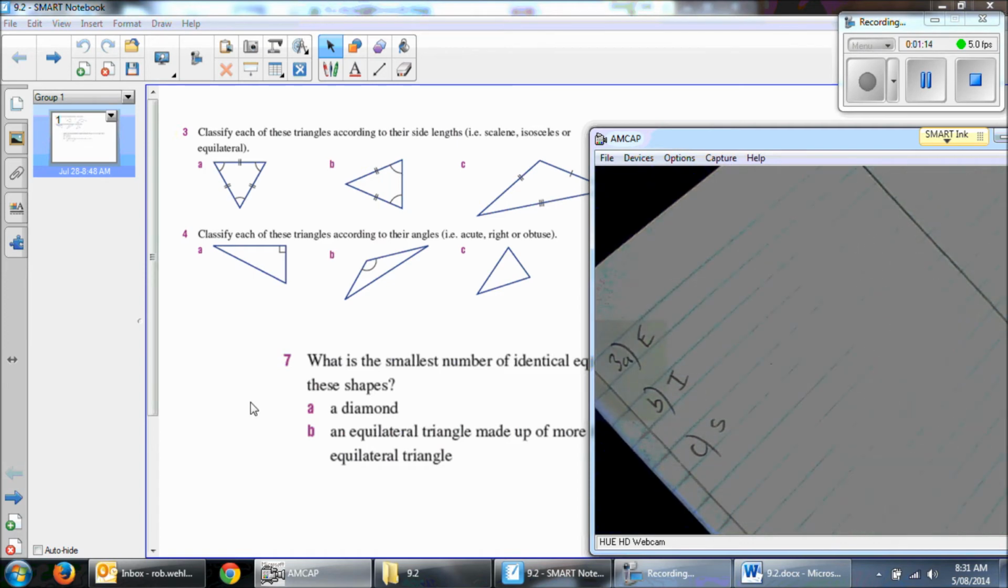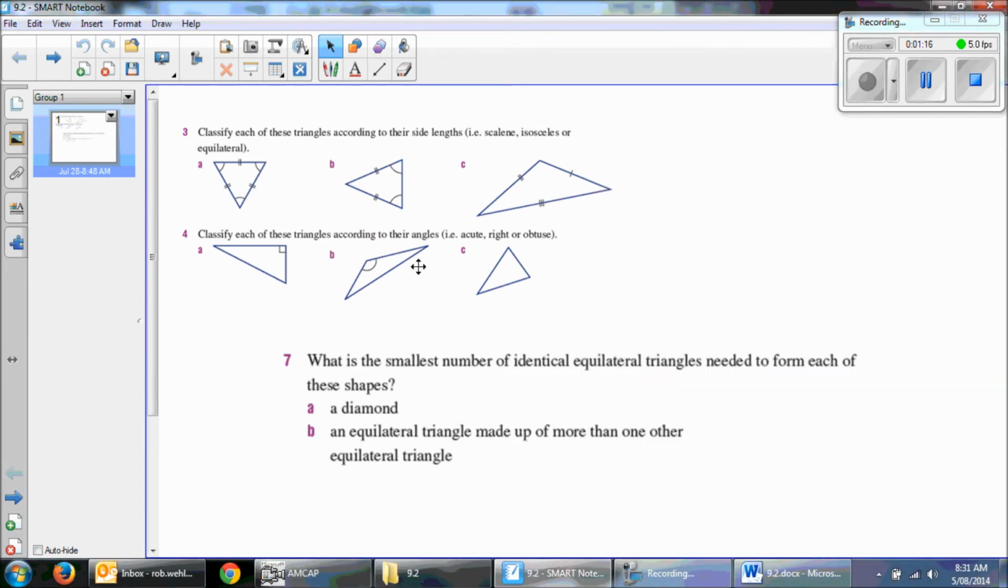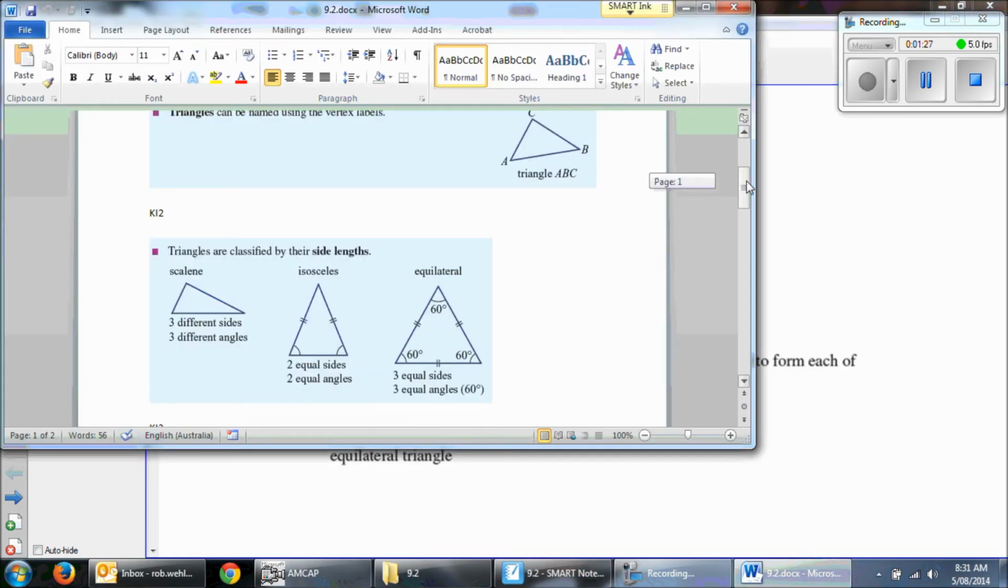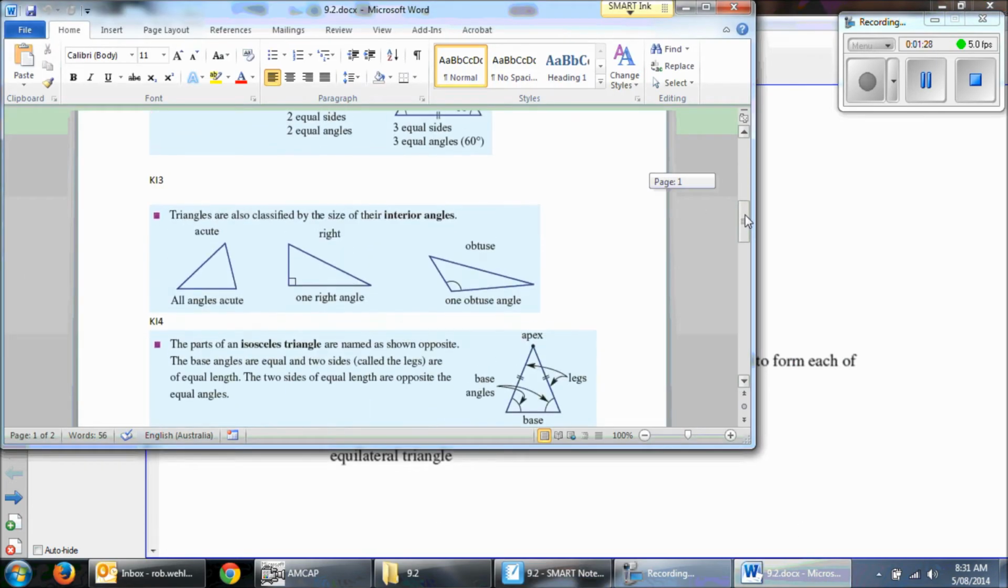Okay. For question 4, it says classify each of these triangles according to their angles. So an acute, a right, or an obtuse. So here in our key ideas, we have an explanation of what all those sort of things are. So an acute angled triangle has all acute angles. Right angle has 1 right angle in it, and an obtuse has 1 obtuse angle in it.